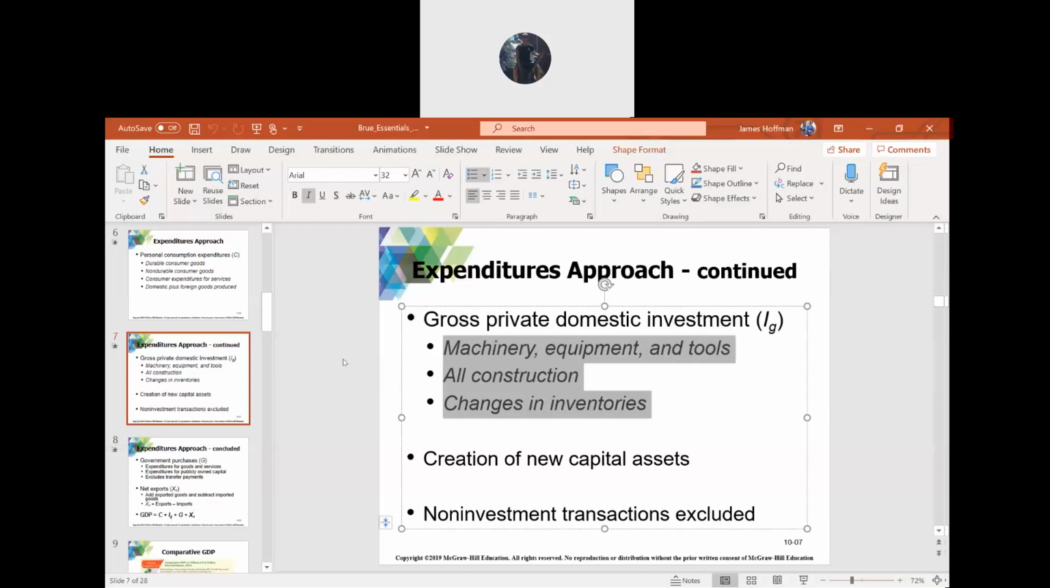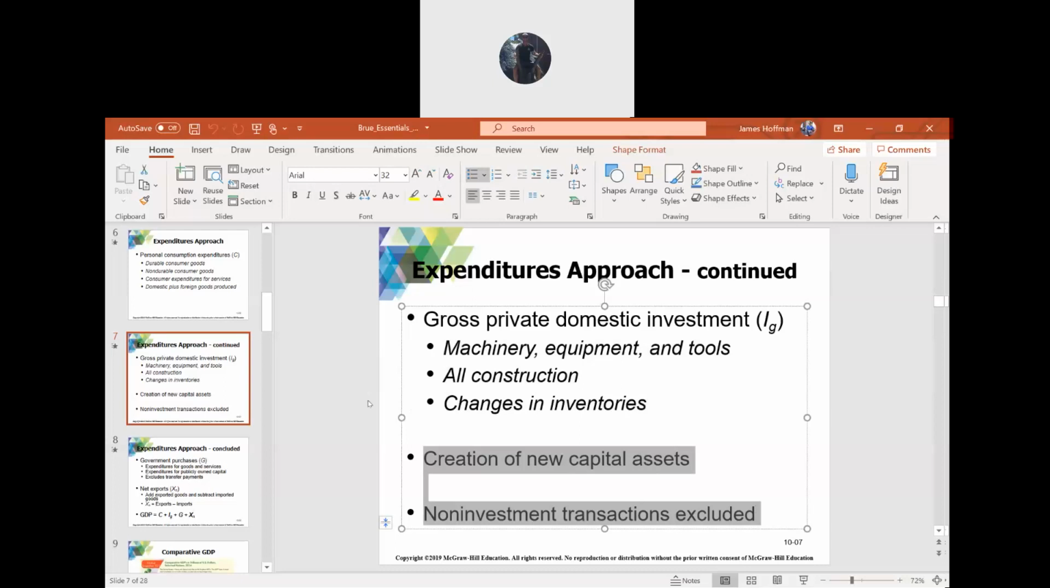All right, so any money spent on new machinery, computers, equipment, tools, all construction, so new buildings, new stores, new warehouses, any new inventory that hasn't been sold, but you still have to put a dollar value on that. Okay, and so this is essentially capital. So all the new money spent on capital by private firms and private businesses is what we're talking about with private domestic investment. Okay, so when you see investment, just think of business spending.